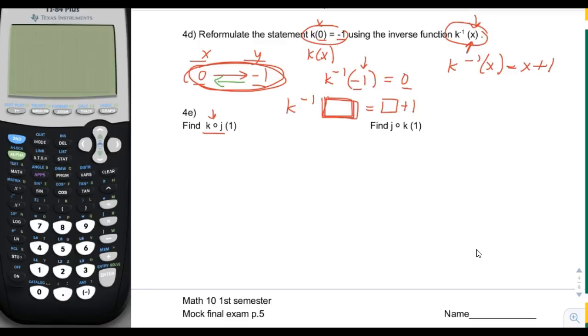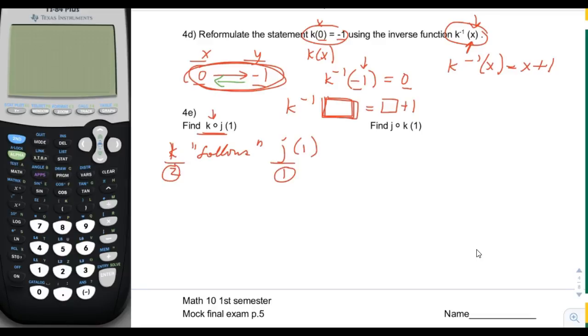Okay, so how do we read this composite function? It's read in a way that's supposed to help you remember how to execute it. It's read as K follows J. Okay, so what do they mean by that? That means that J comes first and K comes second.